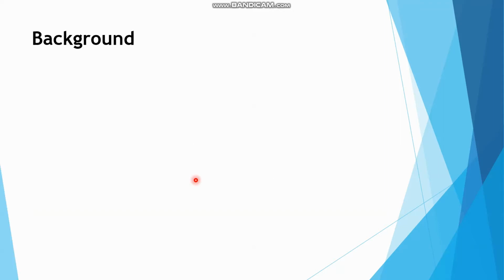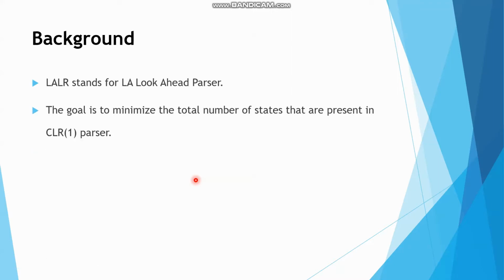Before we discuss the topic in detail, we need to know about these facts regarding the LALR1 parser. The LA in LALR stands for look ahead, which will be discussed later in this video. The main purpose for creating a LALR1 parser is to minimize the total number of states that are present in a CLR1 parser. This reduces the complexity of a CLR1 parser, and this also leads us to the fact that a CLR1 parser has more states as compared to a LALR1 parser.